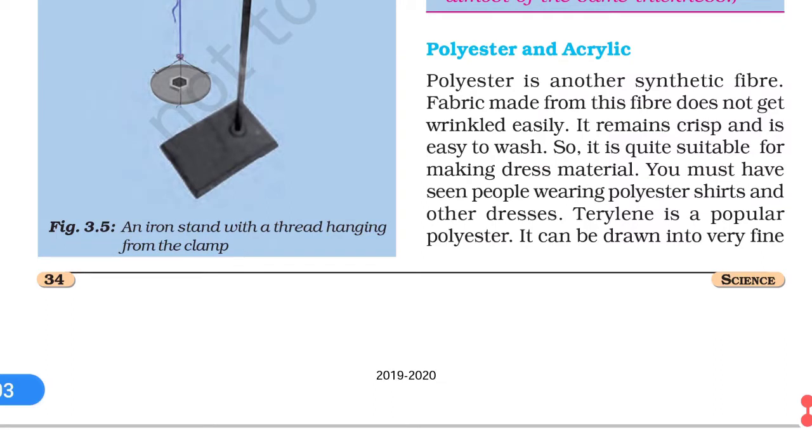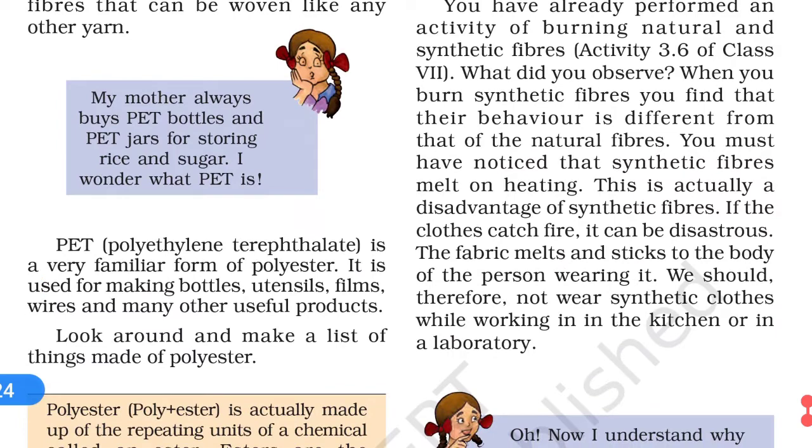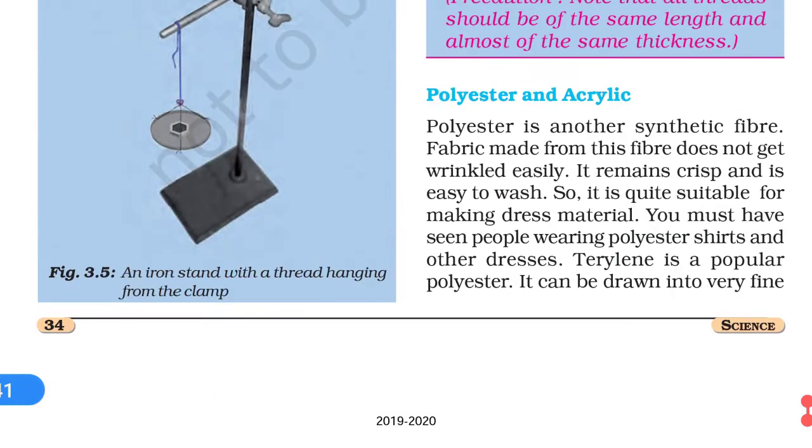Okay, now let's understand polyester and acrylic. First of all, dear students, polyester is a category of fiber, we can say. Why? Because there are at least two important examples of polyesters: terylene and PET. All right.